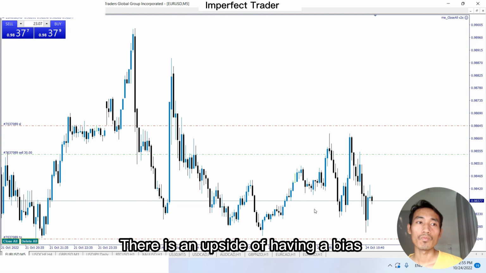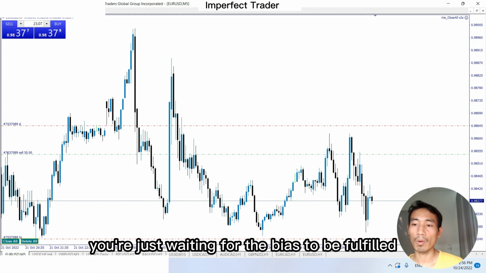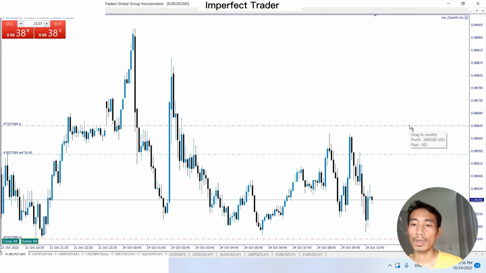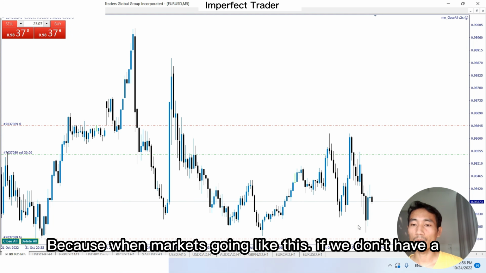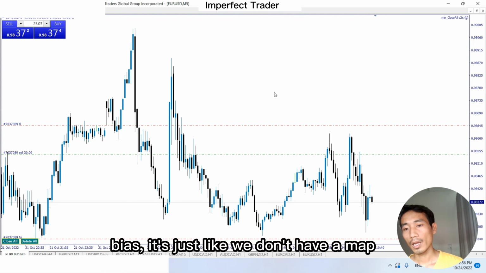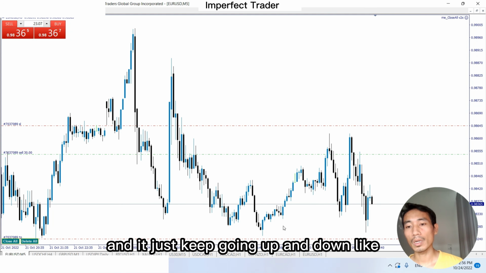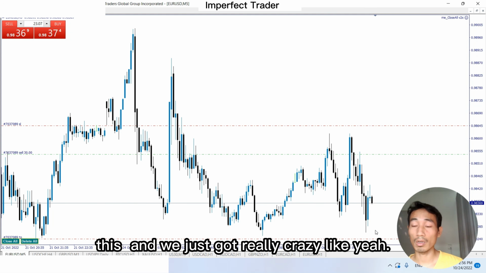That is the upside of having a buyer, and you're just waiting for the buyer to be fulfilled or accept that you are wrong here. Because when the market is going like this, and if we don't have a buyer, it's like we don't have a map, and it just keeps going up and down like this, and we just get really crazy.